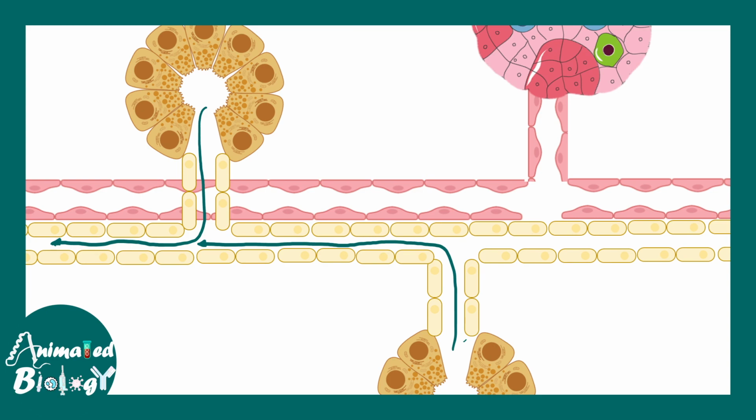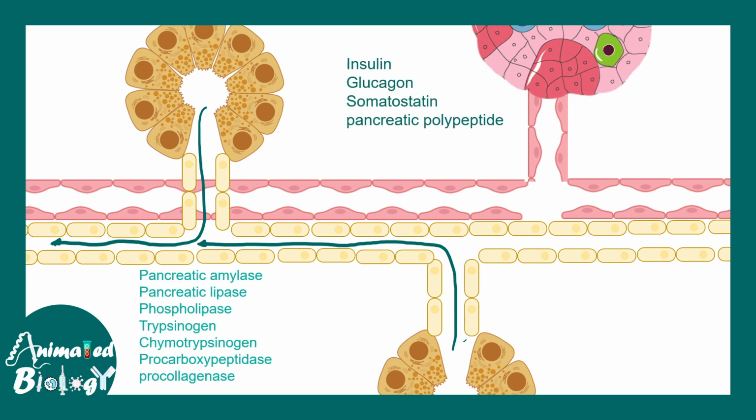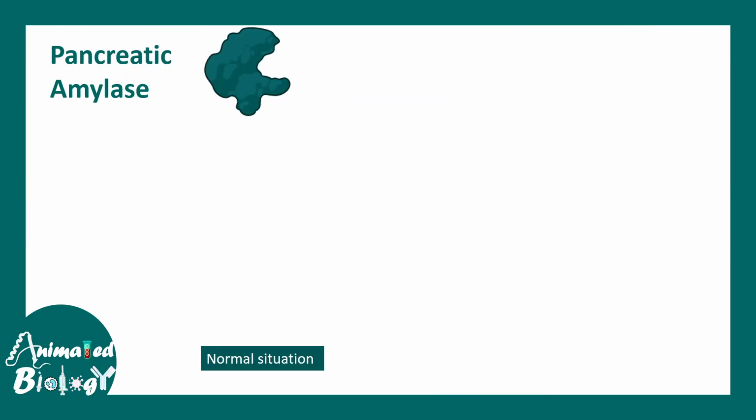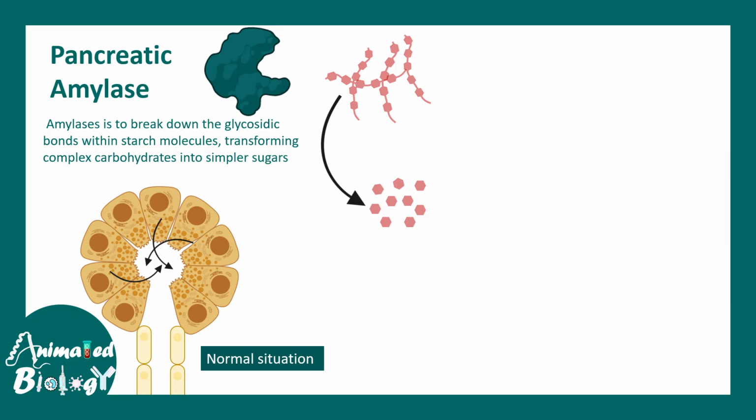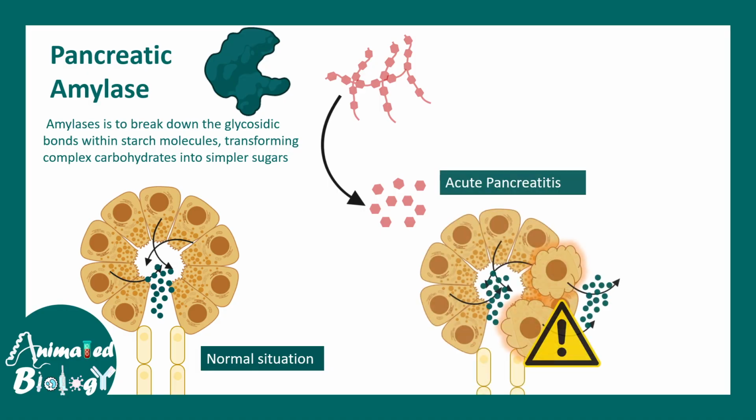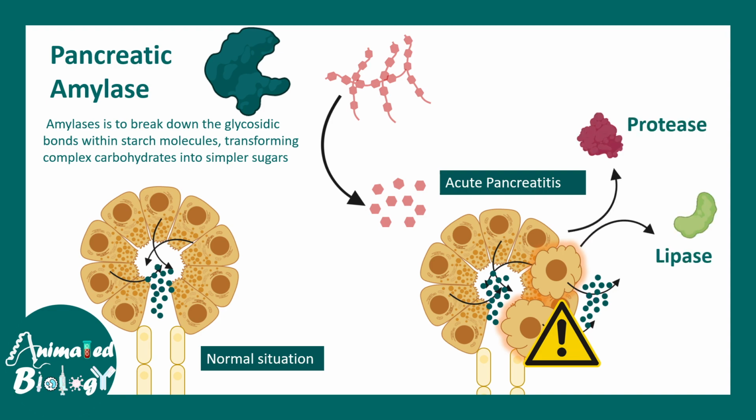So all these things are collected in the acini, and insulin, glucagon, and somatostatin are secreted by the endocrine part of the pancreas. Now pancreatic amylase has the normal function of breaking down polysaccharides into monosaccharides, and normally this pancreatic amylase is secreted within the acinar system. But in acute pancreatitis, when there is damage of these acinar cells, the enzymes are released into the near vicinity, which can possibly damage the overall components of the pancreas.